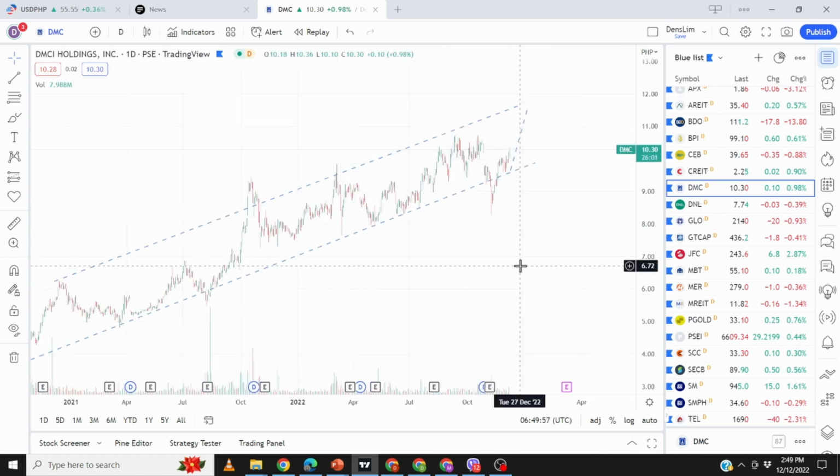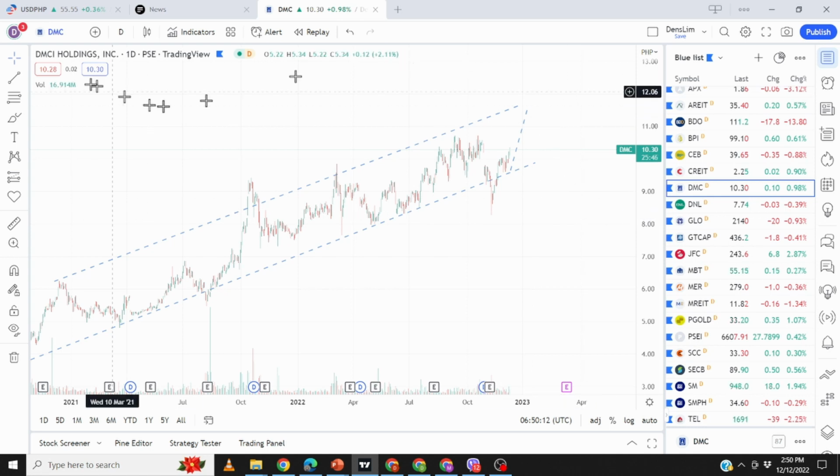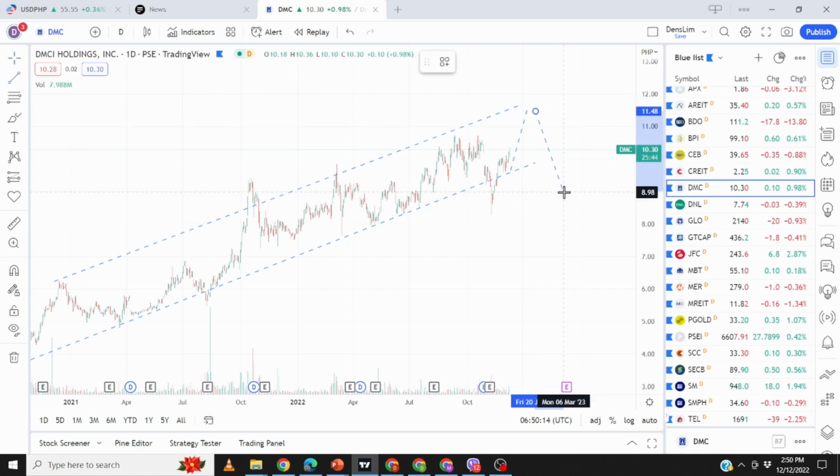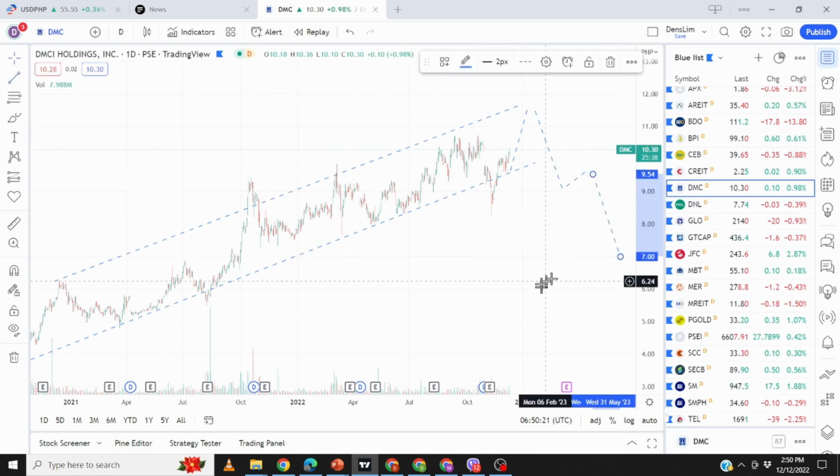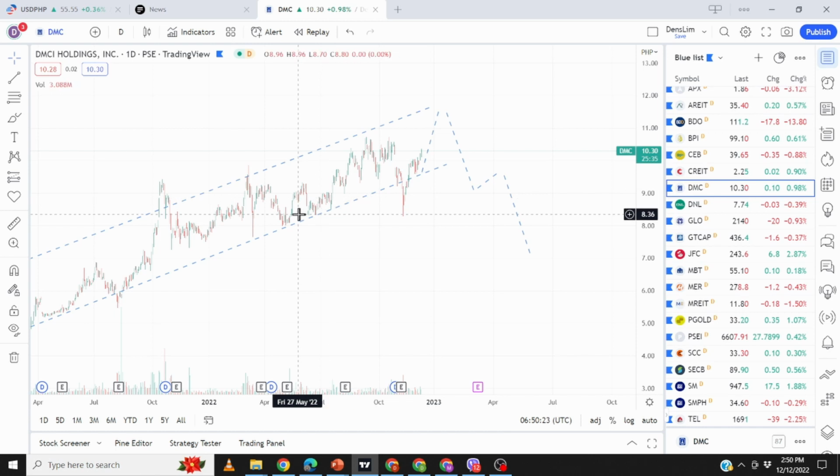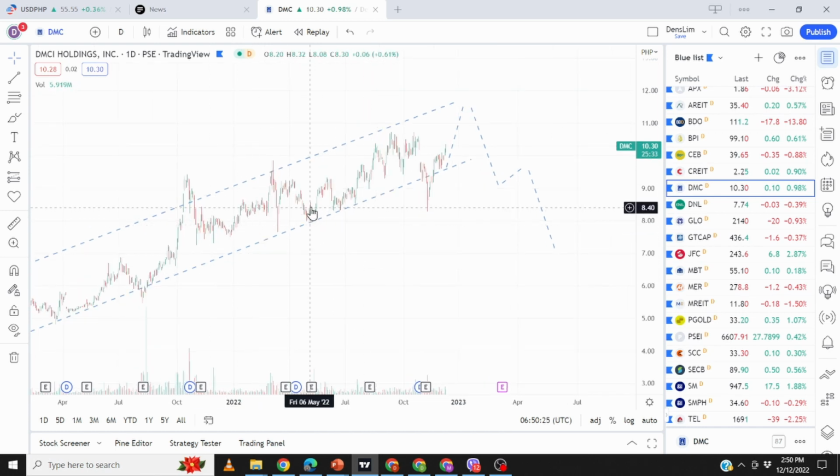Like they say, the trend is your friend until it bends. So unless there's evidence of the price moving in the opposite direction, like moving downwards from here and then moving up and then moving down, unless there's evidence of that happening, we have every reason to believe that the price will just continue to follow this pattern, right?